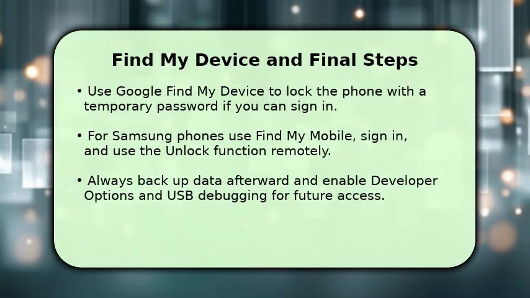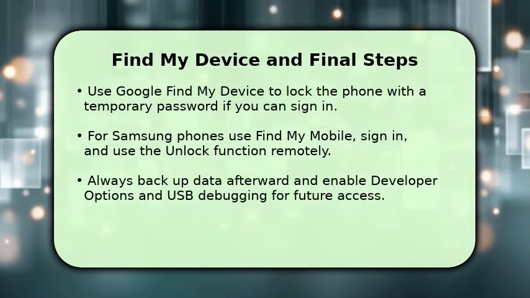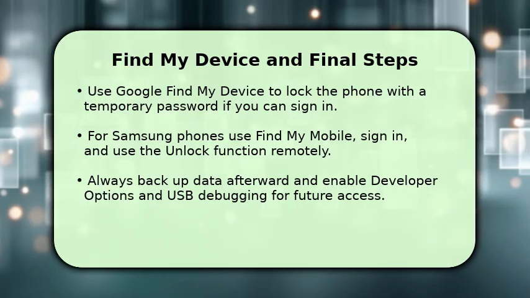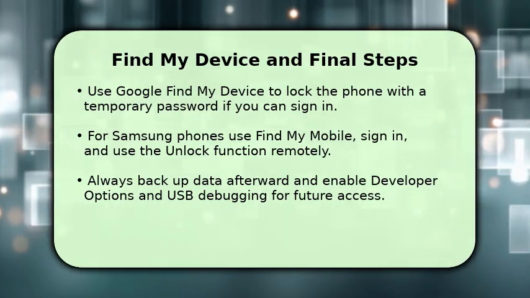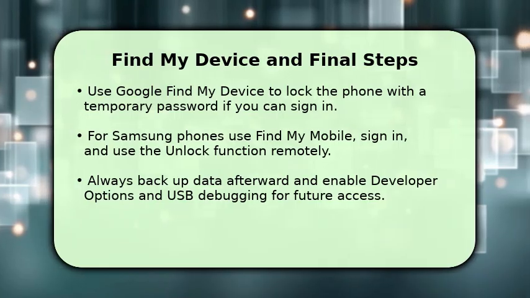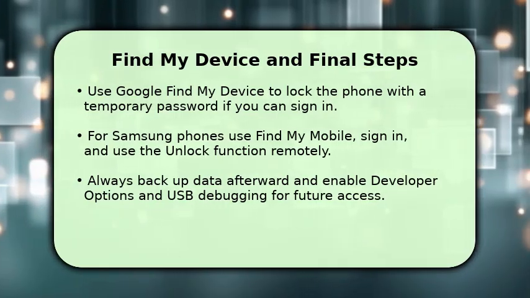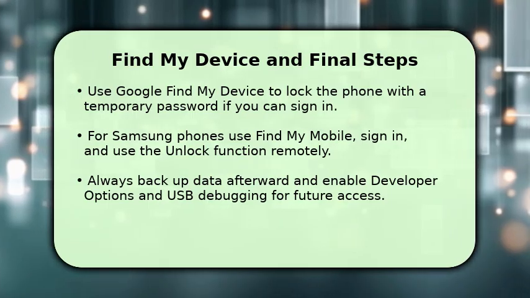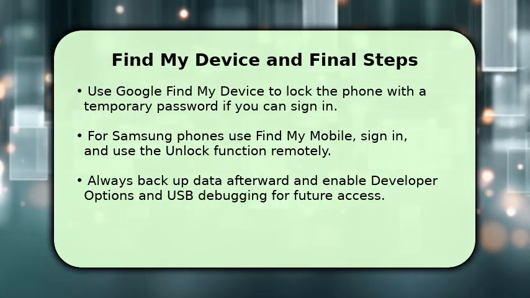If ADB is unavailable, try Google Find My Device by signing into the phone's Google account. Choose Secure Device or Lock and set a temporary password remotely to override the existing lock. On many Samsung phones, sign into Find My Mobile and use the Unlock feature to remove the lock remotely.